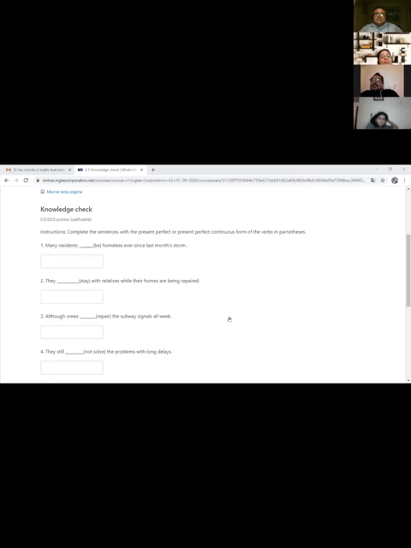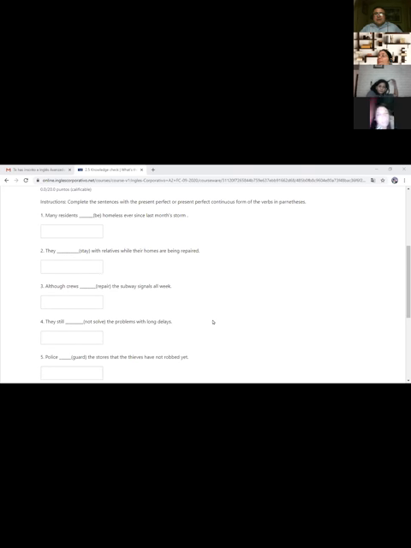They still haven't been solving. Okay, not now. No. In this case, the present perfect, haven't solved, sounds better. So what would be the answer for number four? Not solved. Okay, but the complete sentence? They still haven't solved the problems with long delays. Very good. Okay, good. What about number five?